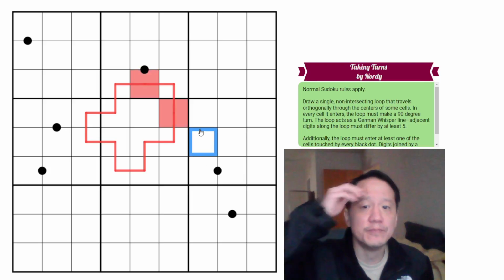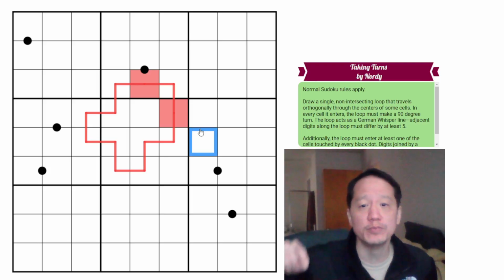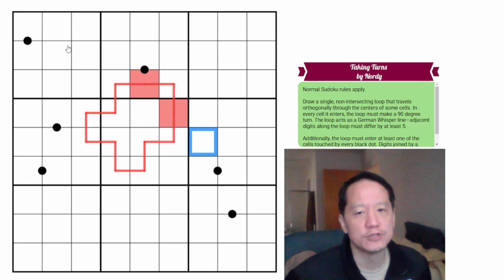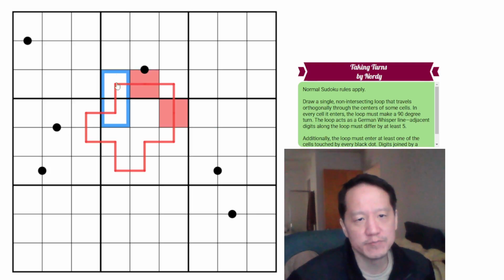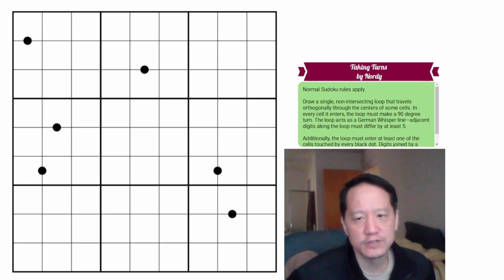For this loop, you must turn every time you enter a cell. So it must make a 90-degree turn, which is basically a right turn or a left turn, a turn with a right angle, a 90-degree angle. And on the German whisper line, let's draw the previous loop that we had.